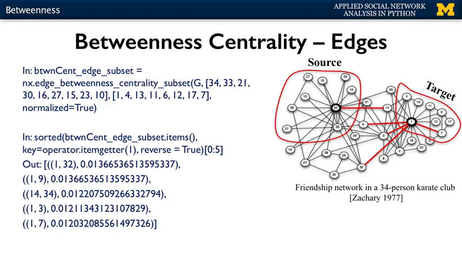Notice that most of them tend to be edges that go from inside the target or inside the source set to the outside, and that makes sense because these are the ones that actually end up showing up in the shortest paths between the source and the targets. And they also tend to be connected to very important nodes in the network, namely node number 1, which is the instructor of the karate club, and node number 34, which is the instructor of the new karate club after the club splits in 2.